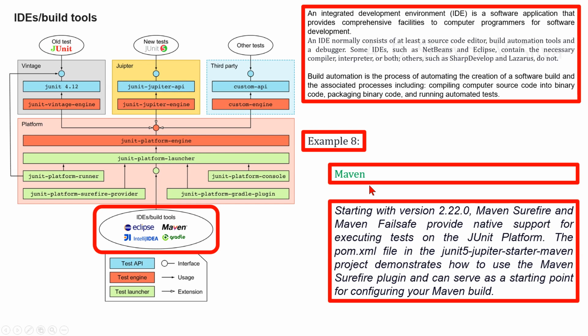The JUnit Platform Maven Surefire provider has been discontinued. The JUnit Platform Surefire provider, which was originally developed by the JUnit team, was deprecated in JUnit Platform 1.3 and discontinued in 1.4. Please use Maven Surefire native support instead.